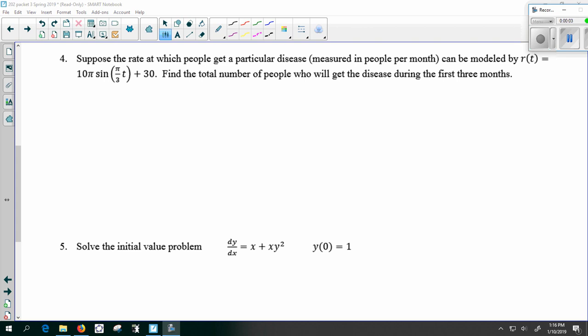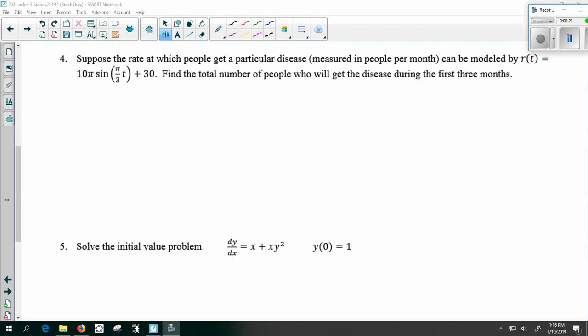Suppose the rate at which people get a particular disease, measured in people per month, can be modeled by R of t. Find the total number of people who will get the disease during the first 3 months.